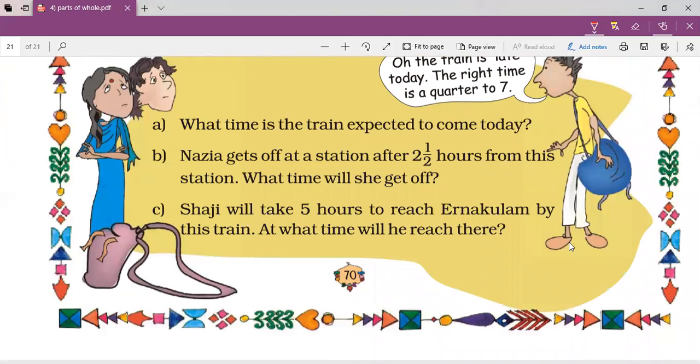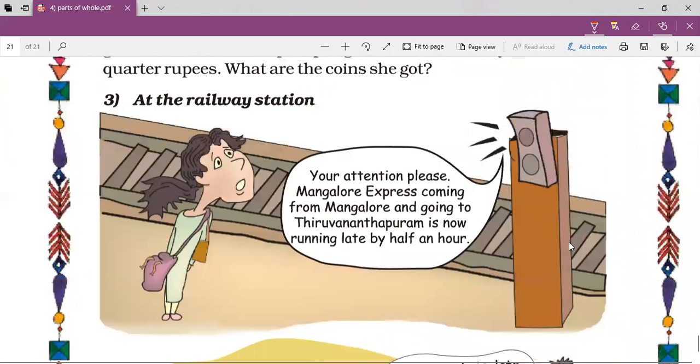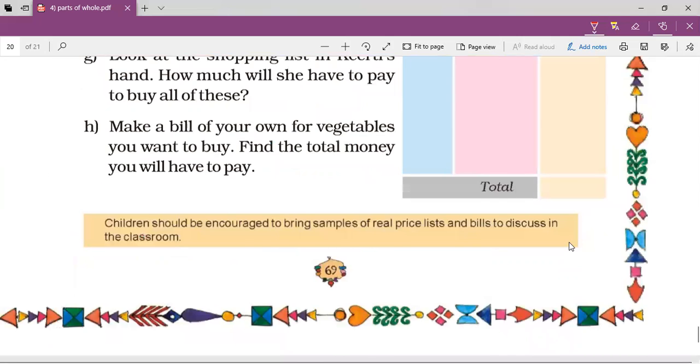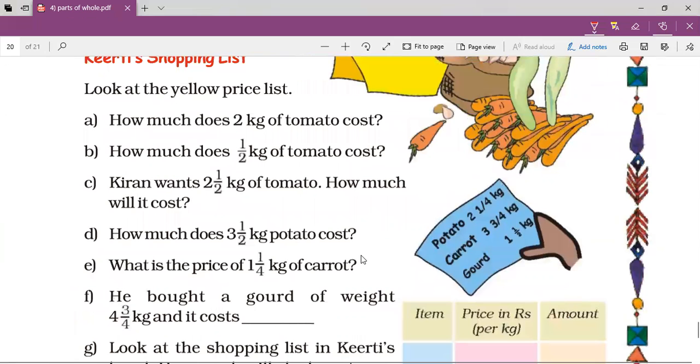This you have to solve on your own. It's not too difficult to solve. It's quite easy. If you are not aware of how to solve it, let's solve this one. Kiran wants 2.5 kg. So how will you solve these things? How much will it cost? Now you know Kiran wants 2.5 kg.